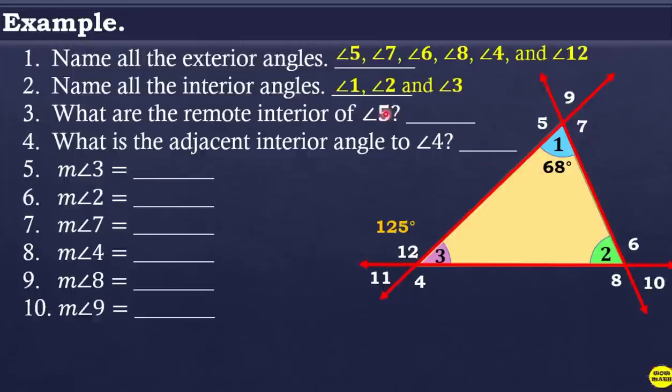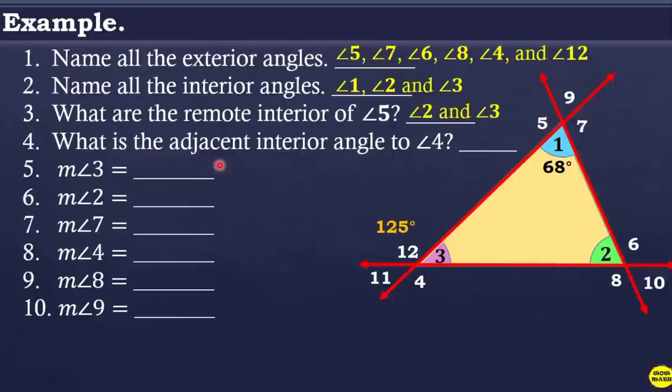What are the remote interior? So, pag sinabing remote interior, not adjacent. So, of angle 5. So, if this is your angle 5, ito yung adjacent sa kanya. So, pag sinabi nating remote interior, not adjacent. So, we have angle 2 and angle 3.